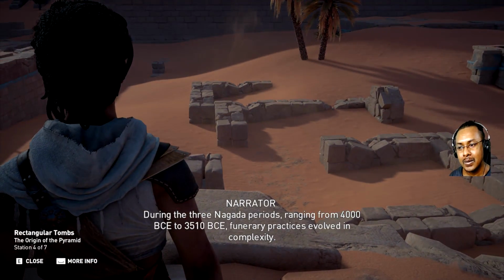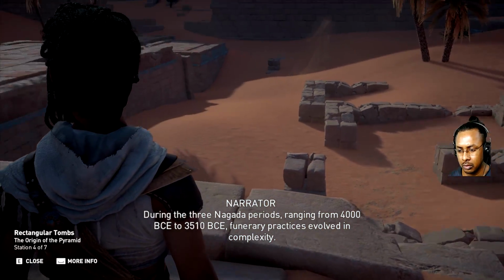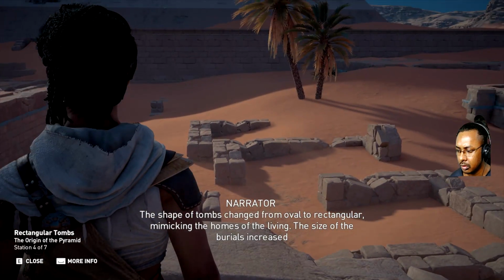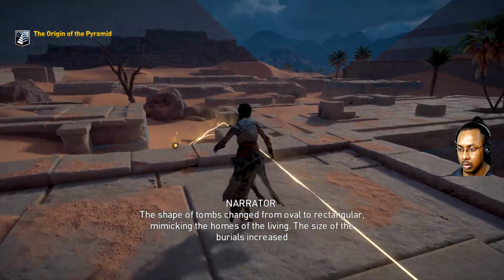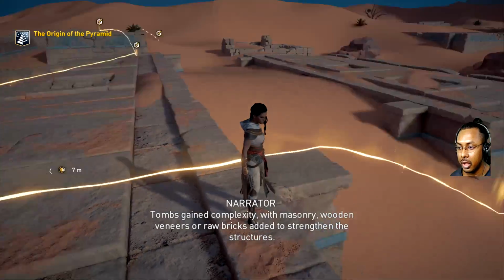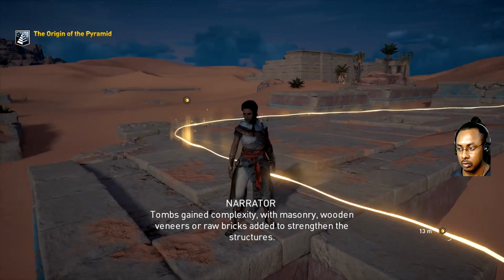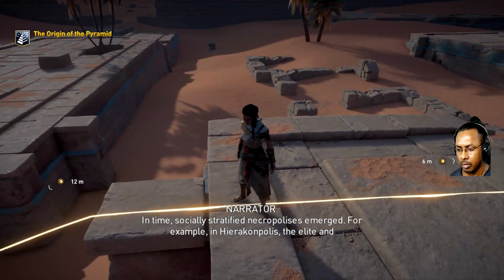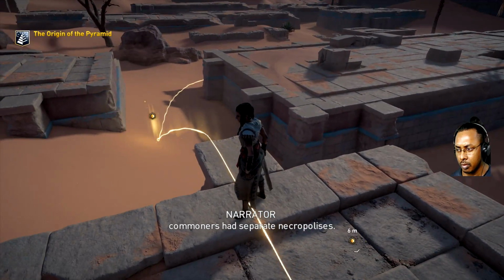During the Naqada III period, ranging from 4000 BCE to 3510 BCE, funerary practices evolved in complexity. The shape of tombs changed from oval to rectangular, mimicking the homes of the living. The size of the burials increased and funerary items became more stylized and numerous. Tombs gained complexity with masonry, wooden veneers, or raw bricks added to strengthen the structures. In time, socially stratified necropolises emerged. For example, in Hierakonpolis, the elite and commoners had separate necropolises.